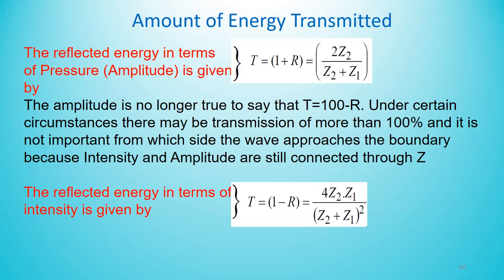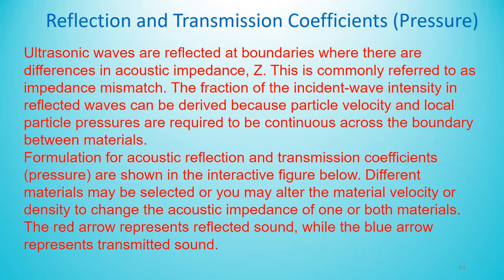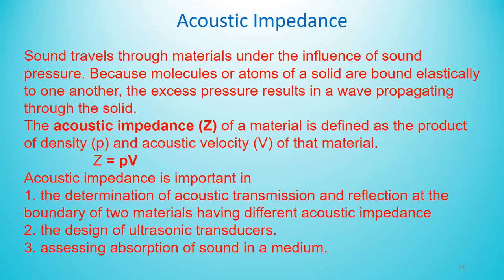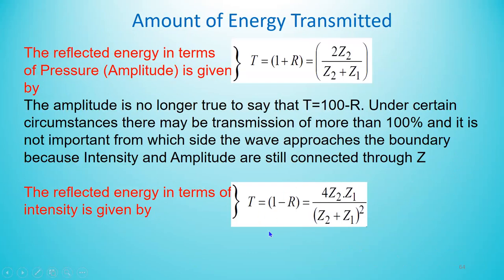Same, they put in pressure amplitude and then they put intensity and amplitude. So bottom one you can see T equal to 1 minus R equal to 4 Z2 Z1 divided by (Z2 plus Z1) whole square. So either of the formulas you can use. So this is the formula downside. Don't look at that. If you are confused, just look at this, and this one you can use. This is for reflection, this is about transmission, that is for reflection.